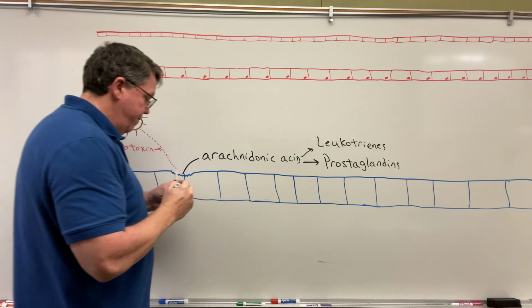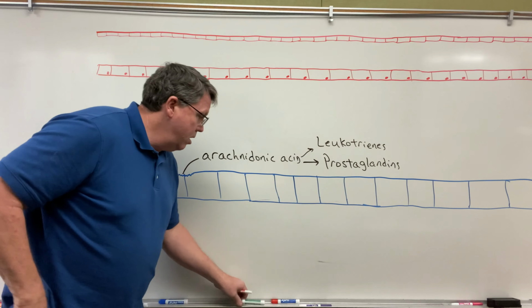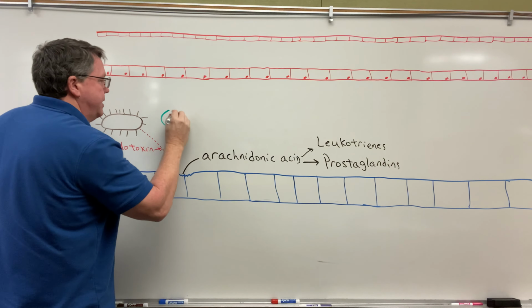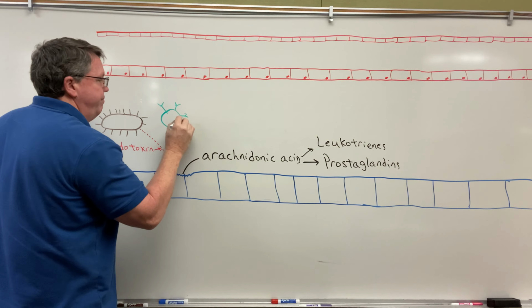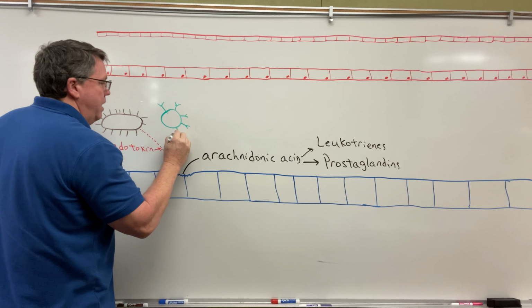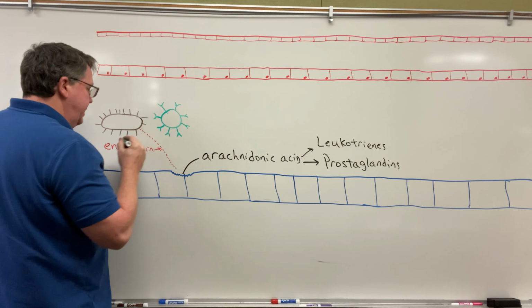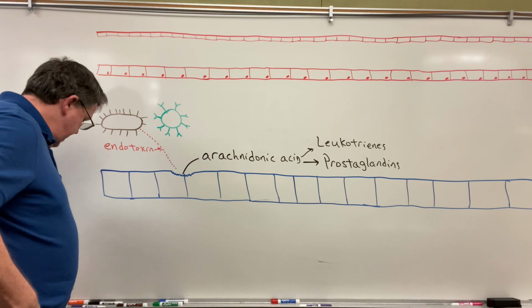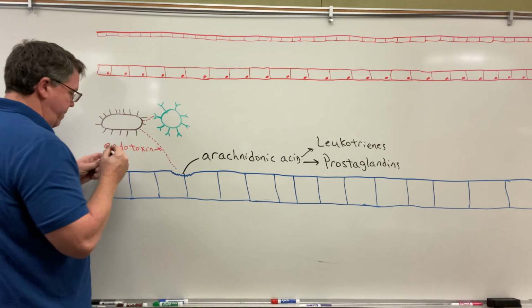Okay? Now, the other thing that could happen with this endotoxin floating around in here is we can have something called a mast cell, which is a type of white blood cell. So here's my mast cell right here, and it has little receptors on it. And let's say that our endotoxin, as it's being released, happens to get into a receptor here on the mast cell. So this is my mast cell.